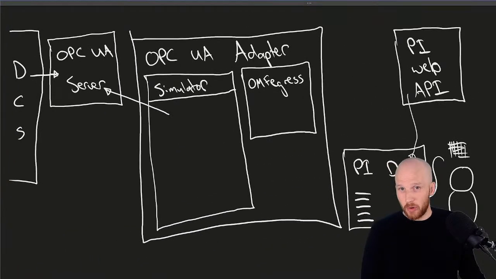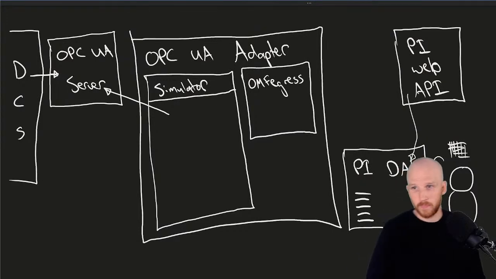Now, let's take a look at where we're at. We configured our data source. So we told our OPC UA adapter to go to this OPC UA server and connect to it. And we configured the security. So we have done that step. The next step will be to tell it what data items to gather from our OPC UA server. So what streams, what tags or points should I grab from the OPC UA server and then push over to the data archive?